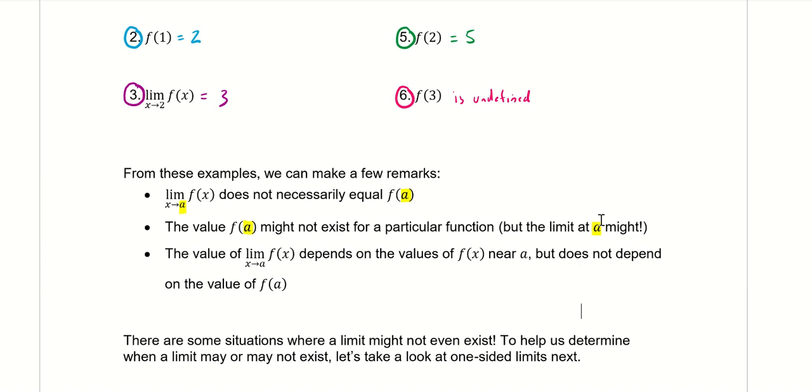Now the big one, and this is the one that I keep mentioning, and I'm going to put a bunch of stars by it because it is very important. The value of the limit as x goes to a of f of x depends on the values of the function near a, but does not depend on the value at a. So again, we don't care about what's going on at a when we're calculating a limit. We just care about what the function's doing near a.